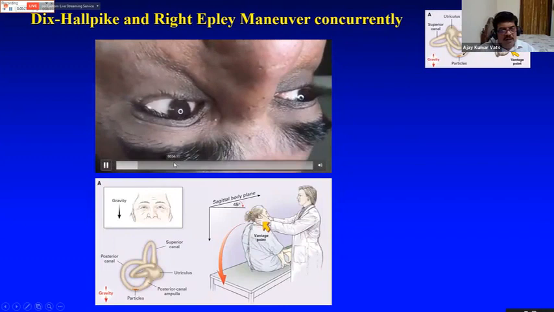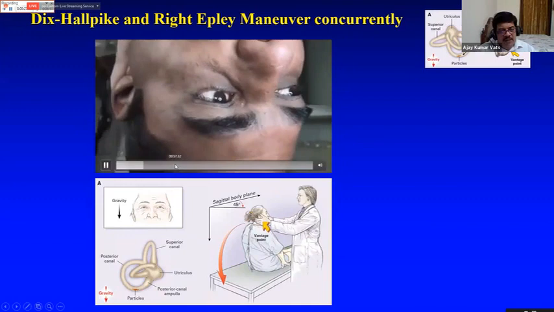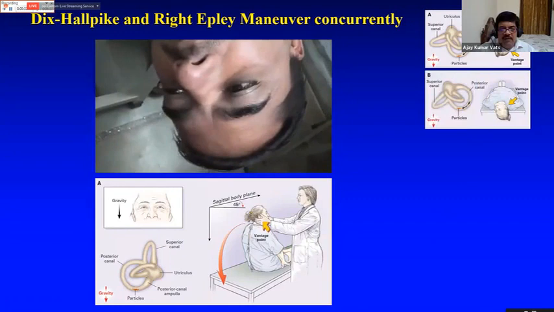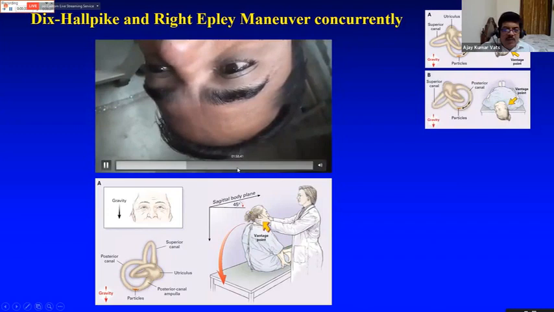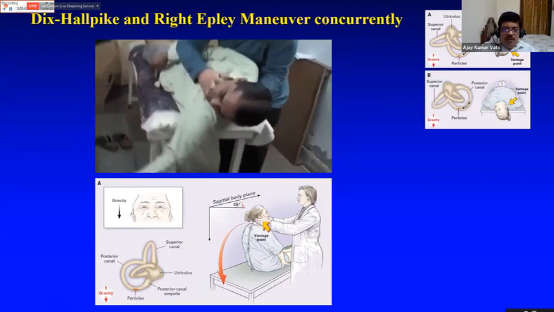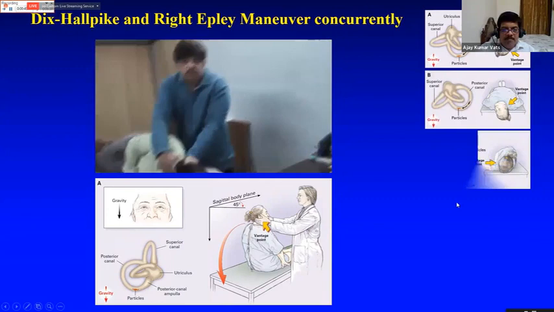We maintain this position of Dix-Hallpike for 1 minute. After 1 minute, the head is positioned to the contralateral non-involved side and is maintained for around 1 minute, after which the patient is taken to the opposite non-involved lateral recumbent position and is maintained for about 1 minute in this position, after which he is uprighted to the sitting position, completing one Epley maneuver.